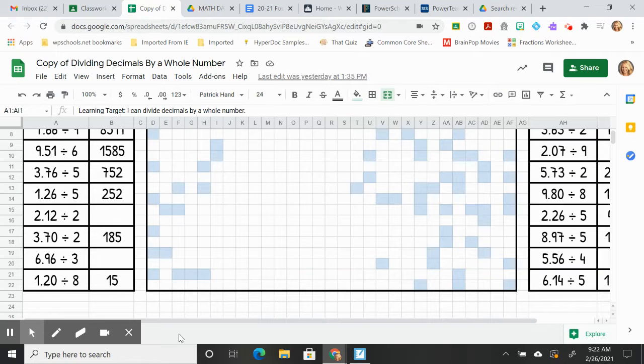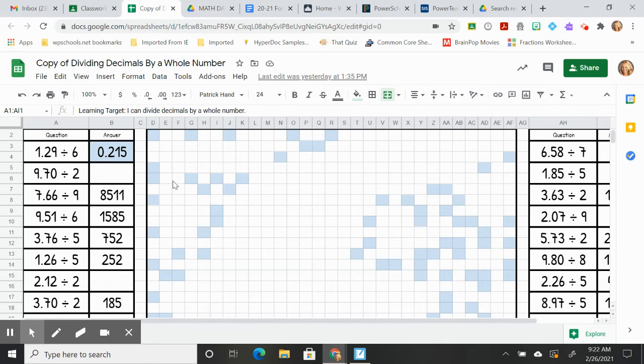Okay, so we're going to go over some of the division problems from the pixel art practice. And for the ones that have the digits in the answer box, all you're doing here is putting in your decimal point. So if you're looking at this problem right here, 7 and 66/100 divided by 9.